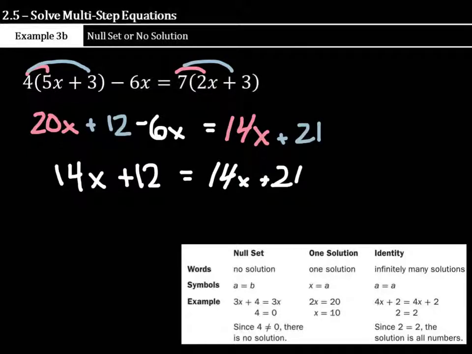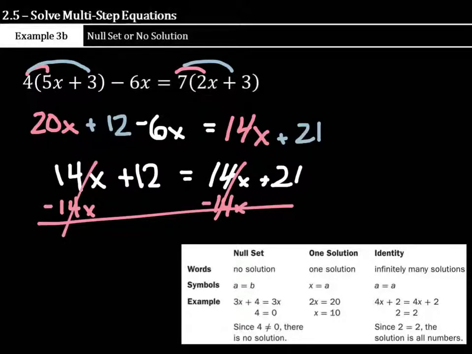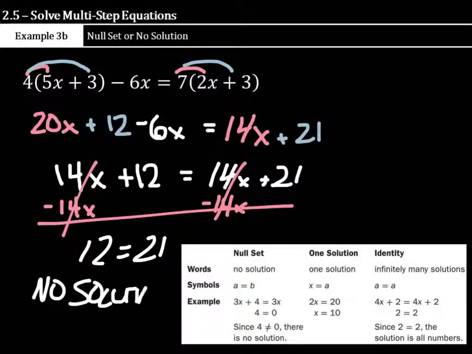Now, hopefully you can see where this is going. If we subtract 14x from both sides, those once again cancel, and you're left with 12 equals 21. Well, 12 does not equal 21, so there's once again no solution. So when you get 12 equals 12, that's infinitely many solutions, all real numbers, but when you get 12 equaling 21 or a different number, that's when you have no solutions.